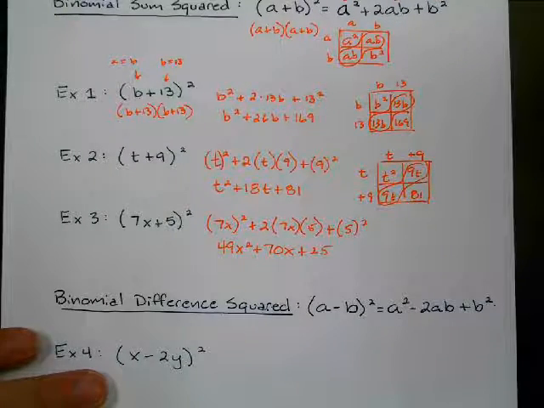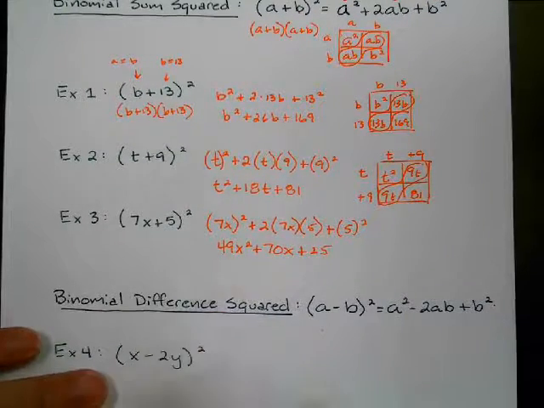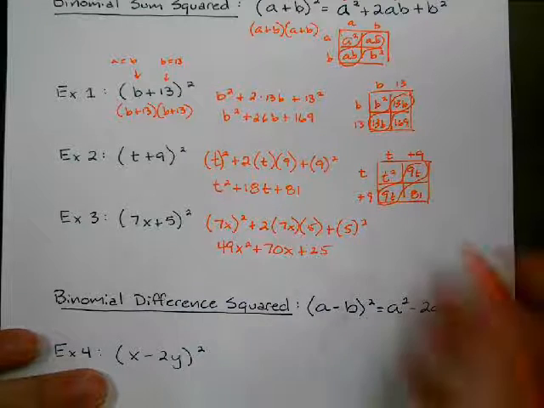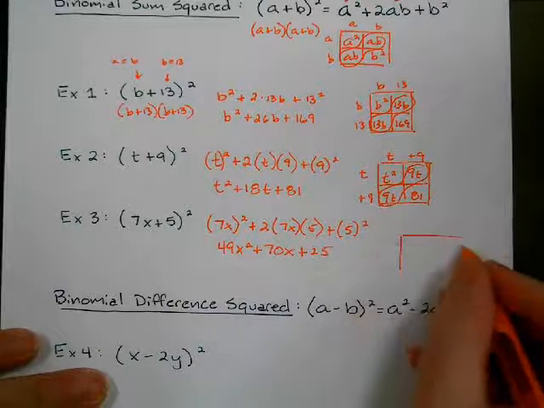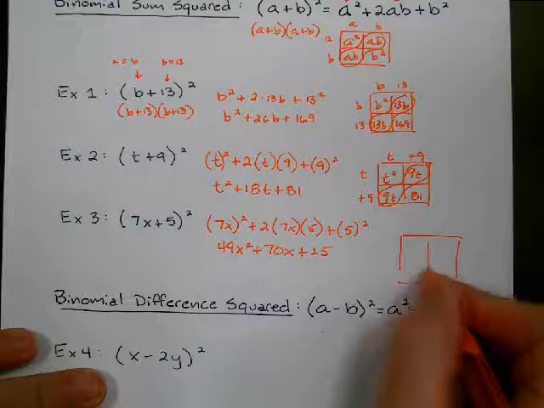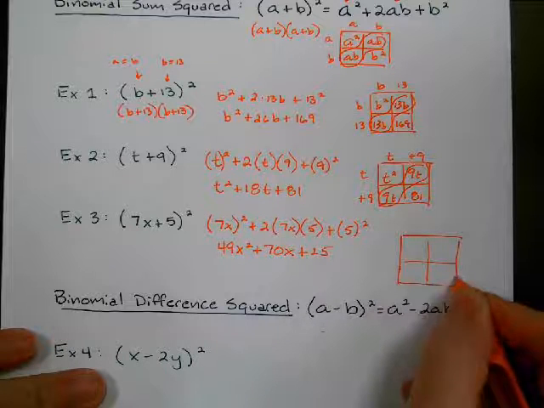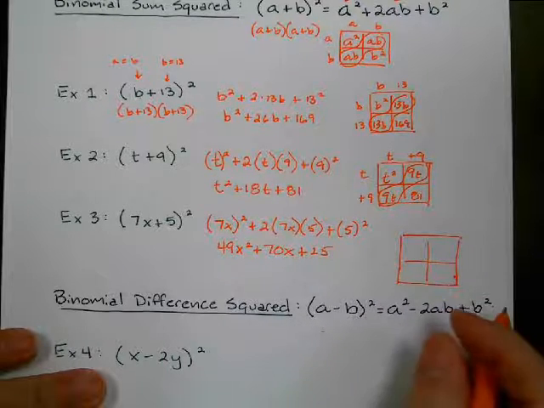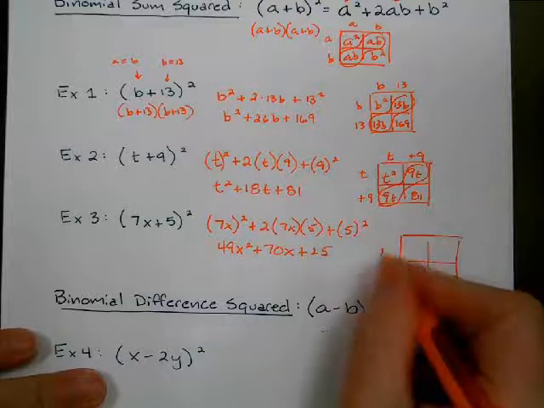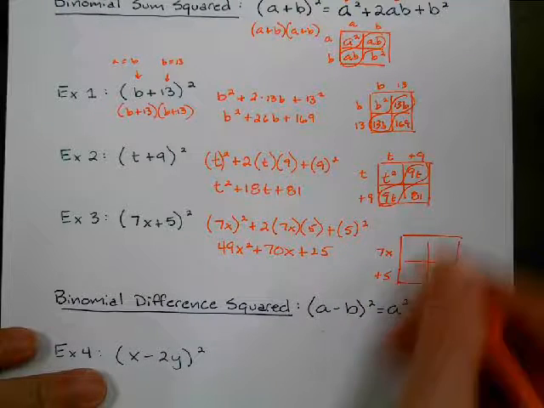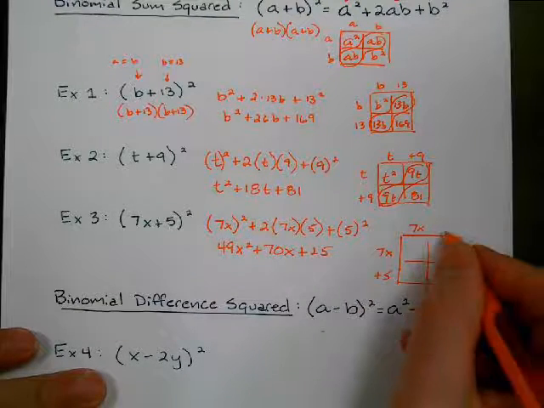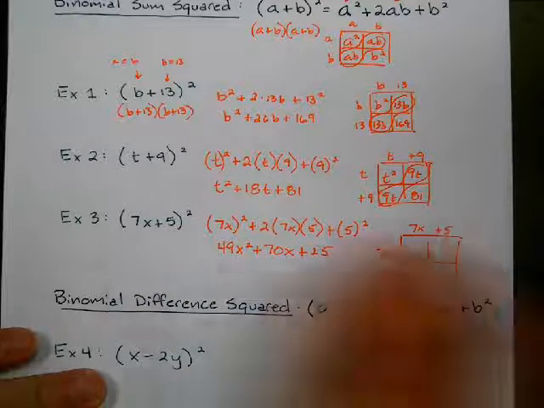And when you do a lot of these, you actually can do these all in your head. Again, if you wanted to do the area model instead, I'm not going to judge you. That works. Some people just don't see that pattern, and that's fine. You'll eventually see it, but you just don't see it right away. That's fine. Just do your area model where you do 7x plus 5 times 7x plus 5.